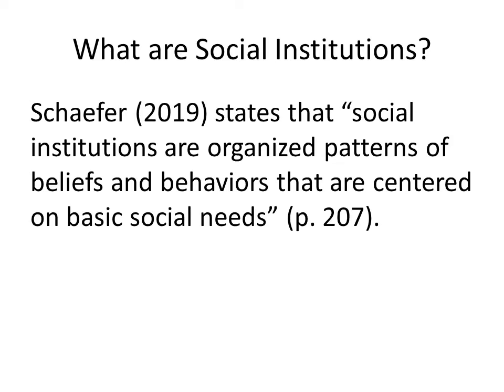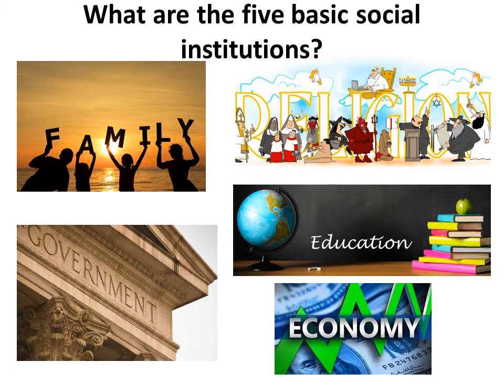Richard Schaefer says that social institutions are organized patterns of beliefs and behaviors that are centered on basic social needs. And the biggest part of this is our basic social needs. So we'll find out what our basic social needs are in just a second. So let's first say what are the 5 basic social institutions.